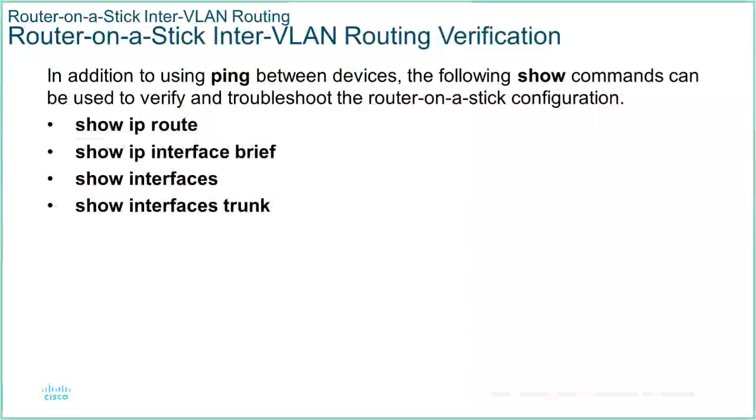Some of the things you may want to check: show ip route to see that all the networks appear in the routing table. Show ip interface brief to show a summary of whether IP addresses have been configured correctly. Show interface will give you a full listing of all the interfaces, and show interfaces trunk will give you the current status of the trunk interfaces.